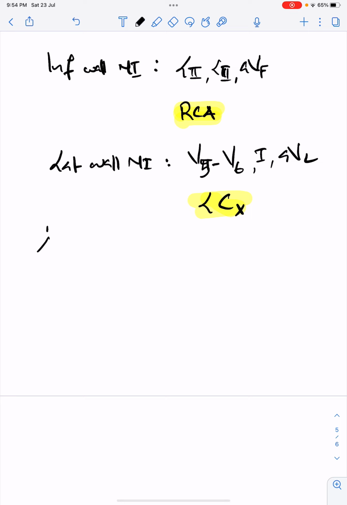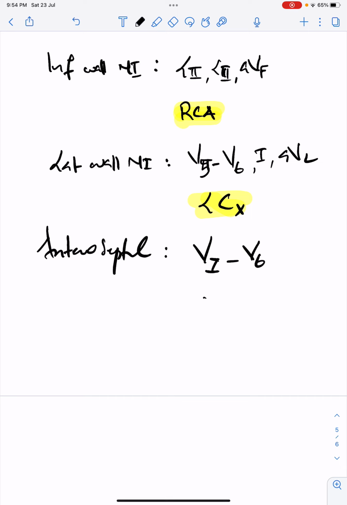In case of the anteroseptal MI, V1 to V6 will be affected and the artery will be left anterior descending. Okay, LAD will be the culprit artery.